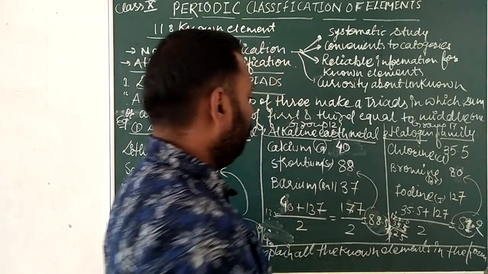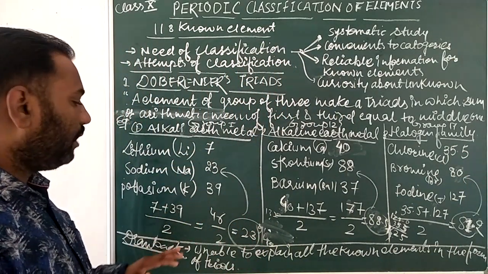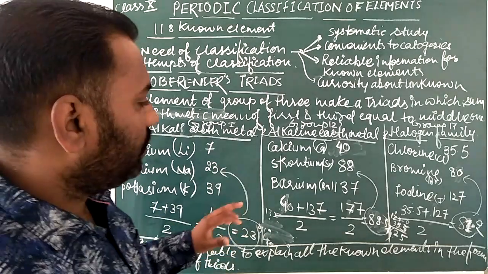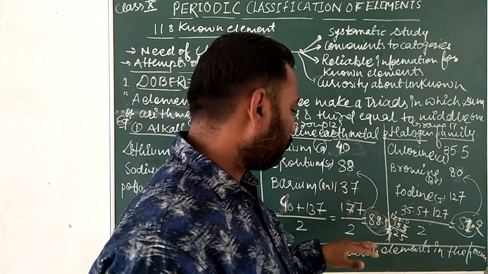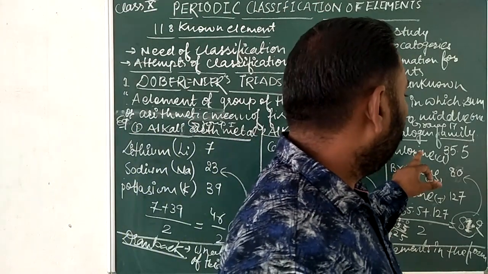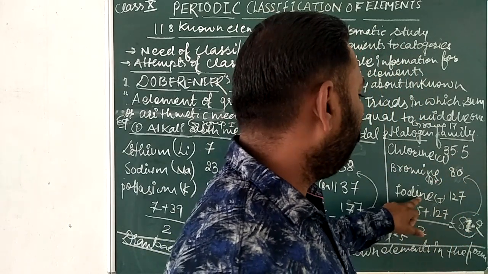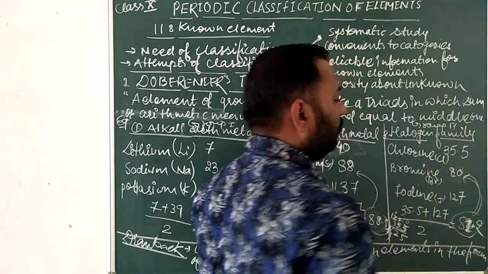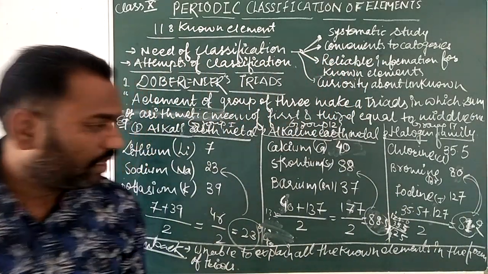Okay, so the rest of everything is correct, like 7, 23, 39 atomic masses are there, and it is important to learn for you. 46 upon 2 is 23, 40, 88, 137, then 88.5 will come. And 35.5, 80, 127, then 35.5 plus 127, then 81.2, which is near to this 80. Okay, the rest everything is correct. Okay, thank you, sorry for this inconvenience.